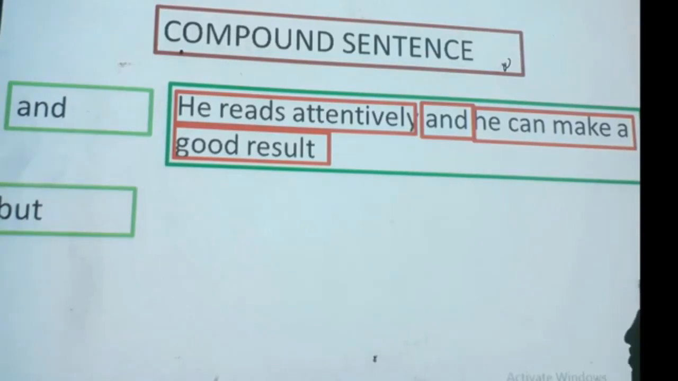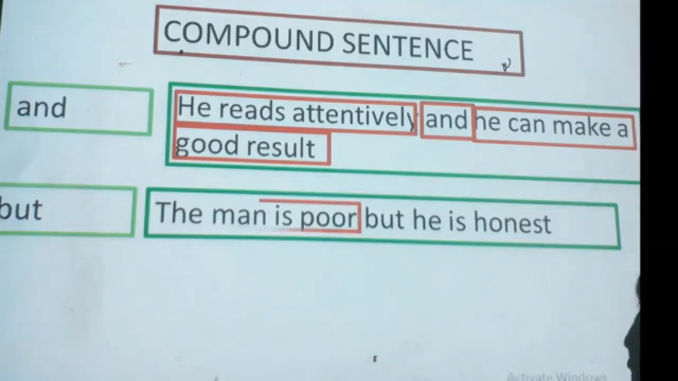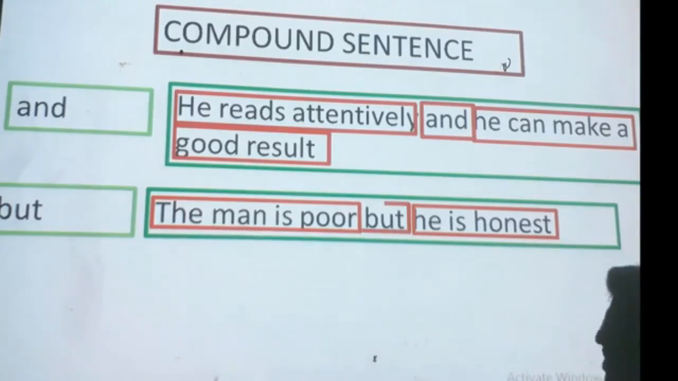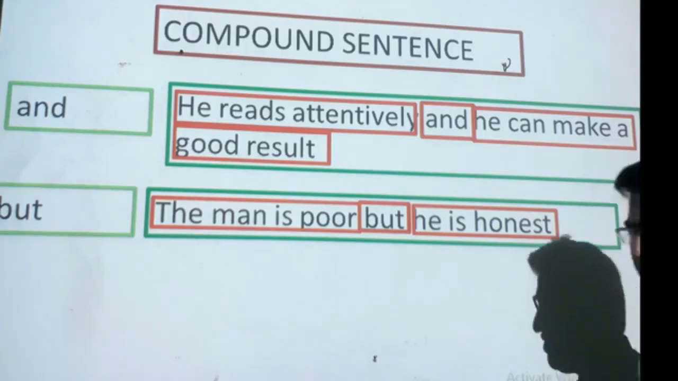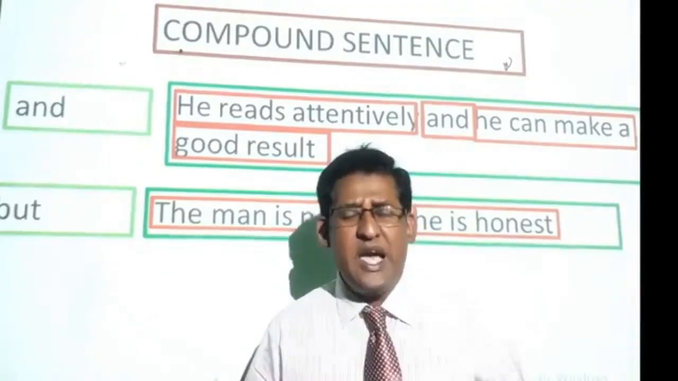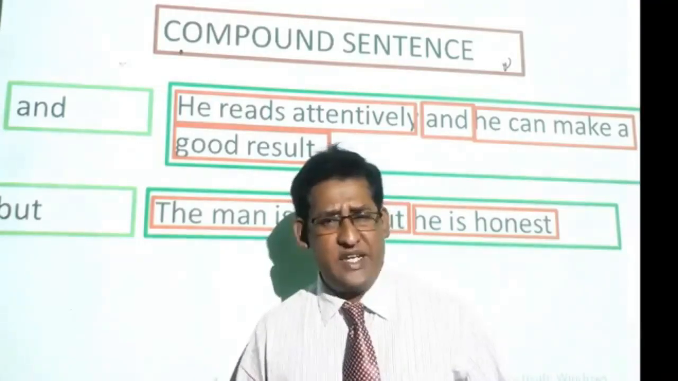But when you see "but" in a sentence: The man is poor, first sentence, but he is honest, second sentence. When you see "but" between two sentences, then you will think this sentence is compound sentence. My dear students, we are learning how to identify compound sentence.